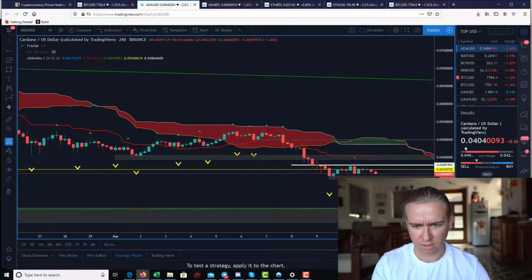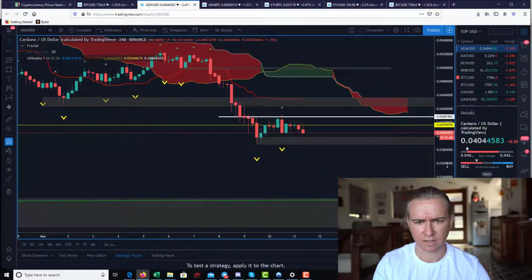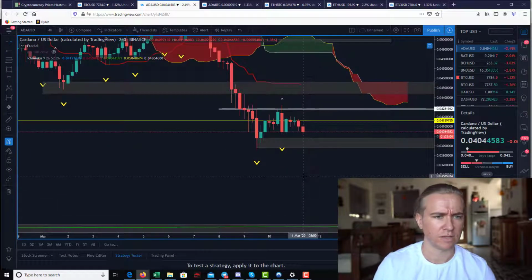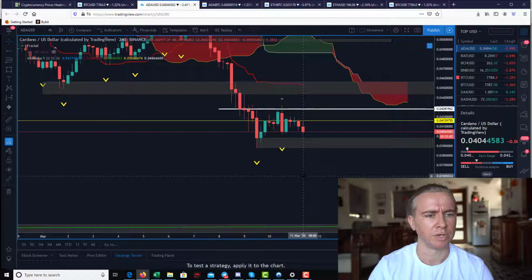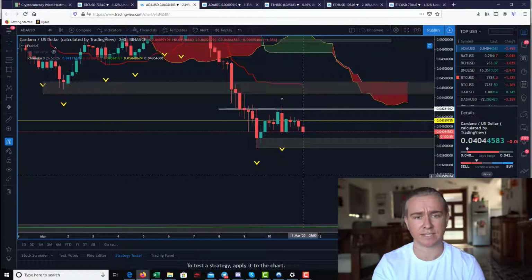On the 4 hour, I've marked out that Kumo breakout level in white again here, and the Kijun equilibrium in the market is sitting at 0.45. So we're just going to have to continually wait and see what happens in this market.